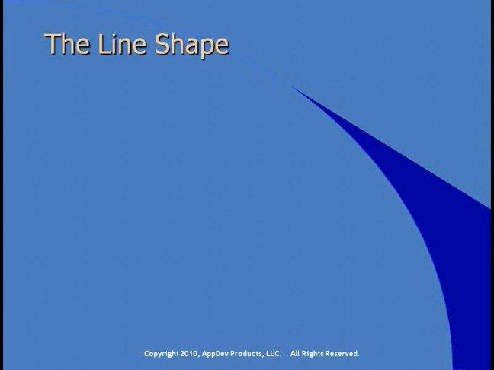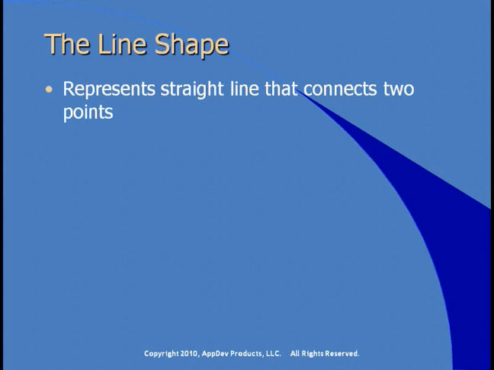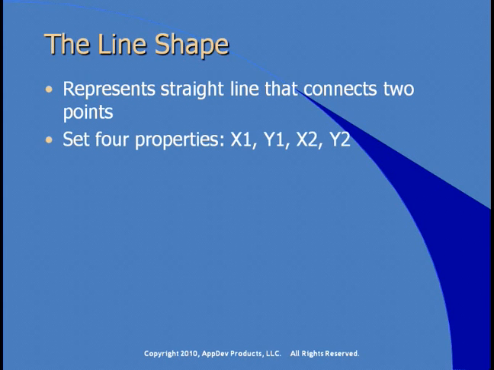The next shape we'll look at is the line shape. As you might expect, the line shape represents a straight line that connects 2 points. You define the points, the shape draws the line. You must set 4 properties to describe your line: x1, y1, x2, and y2.